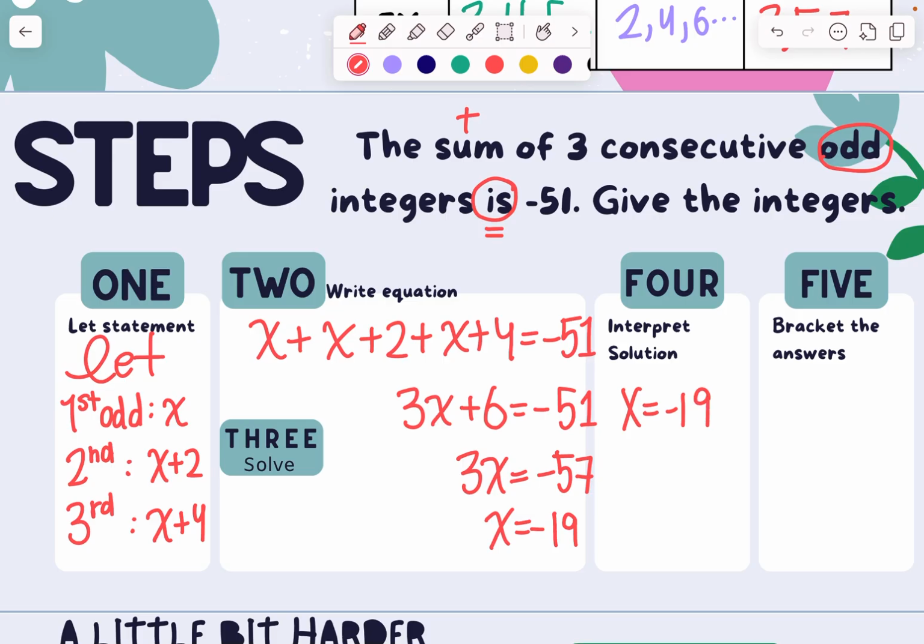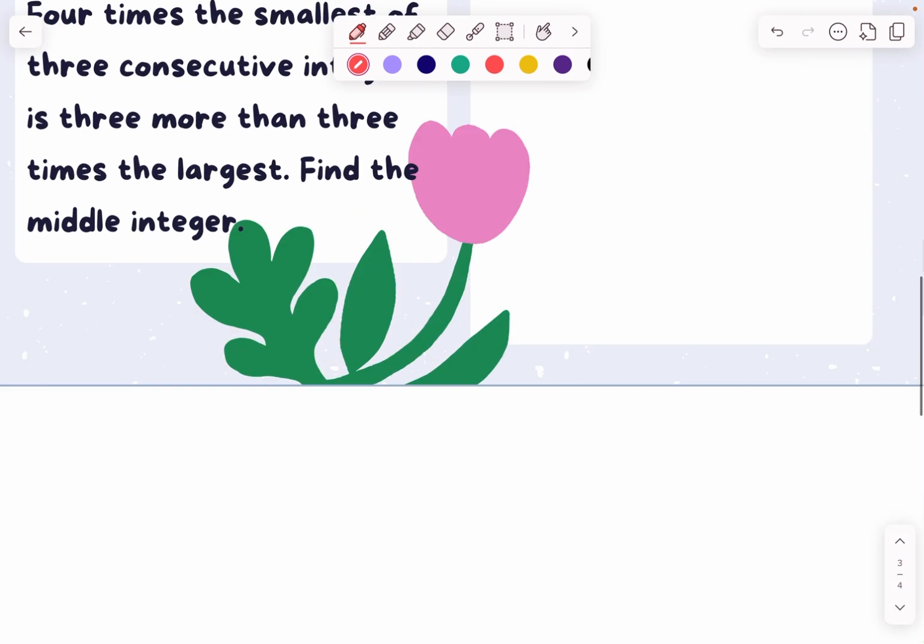Is that odd? Sure is. So therefore, the 3 consecutive odds of this problem are negative 19. Add 2 to it. It's a little backwards. It's going to then become negative 17. And then add 2 to that. I'm going to get negative 15. So these are our 3. We could always fact check it and see if that worked out. All right, on to the second problem.